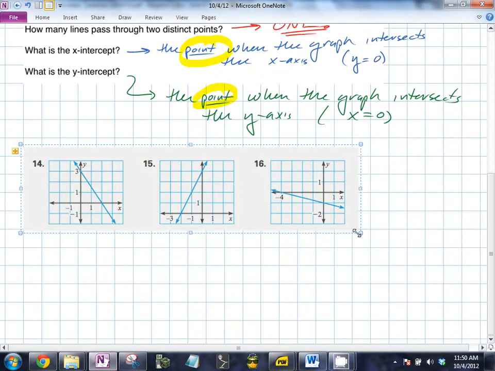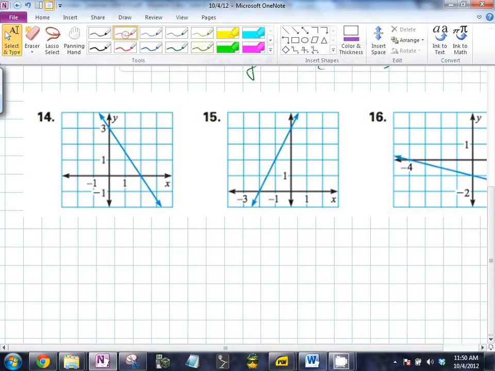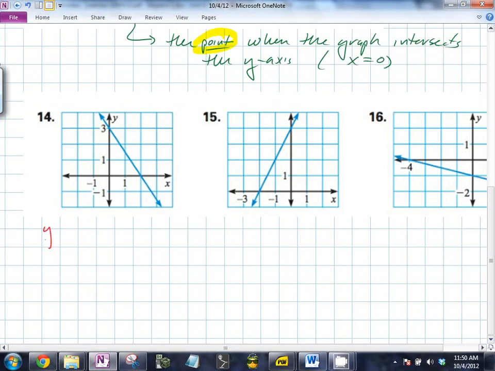On number 14, can someone tell me the y-intercept? What's the y-intercept? 3. Nope. 2. Nope. Can someone tell me the y-intercept? Jonas? On number 14? About 0, 3. Thank you. That is the y-intercept. Just said that 30 seconds ago.